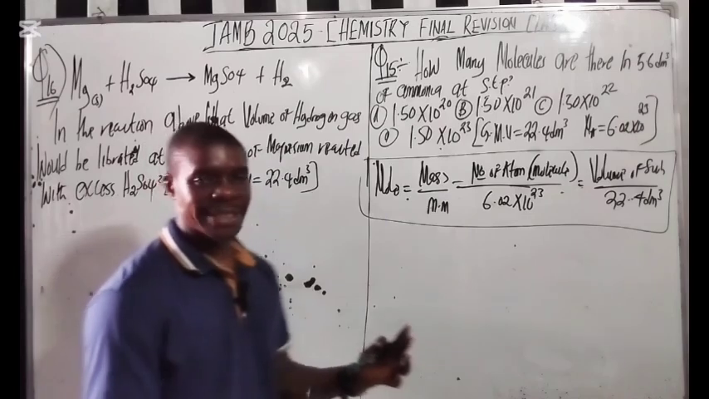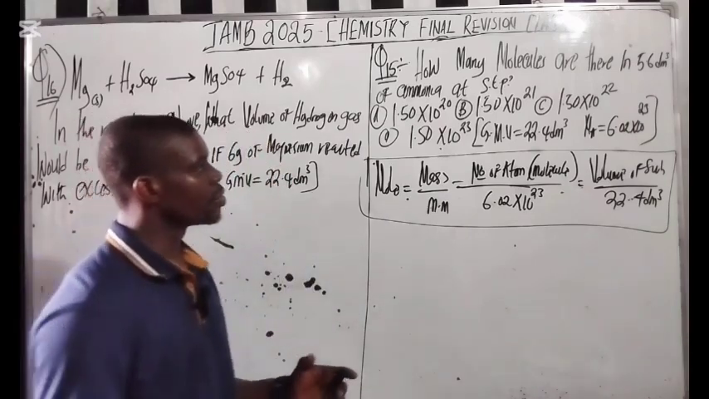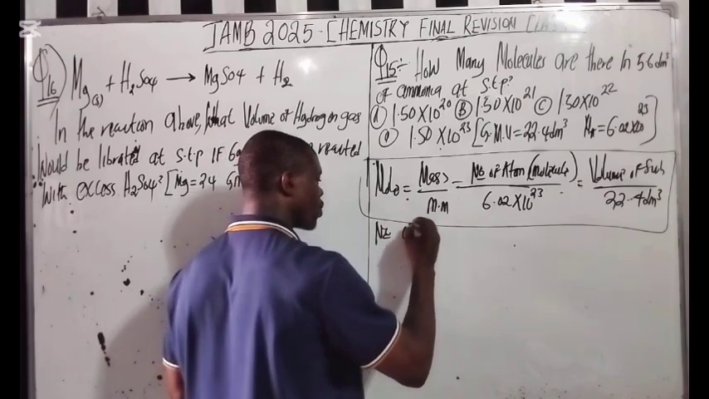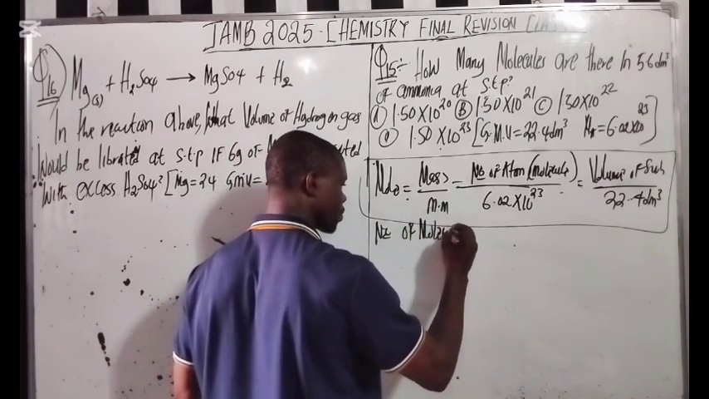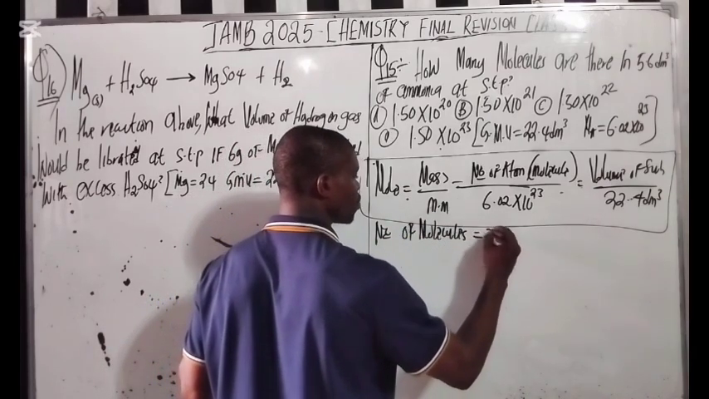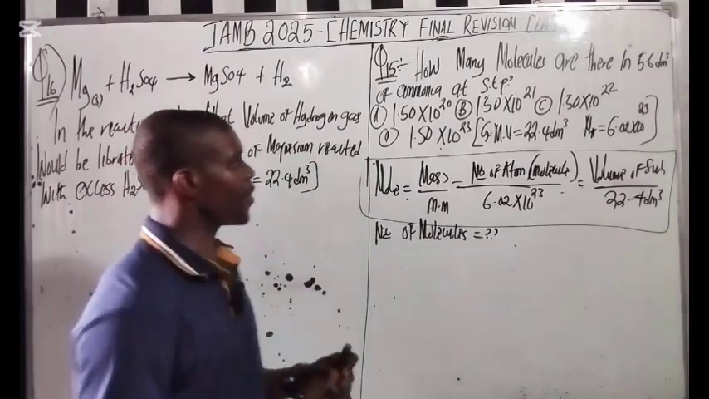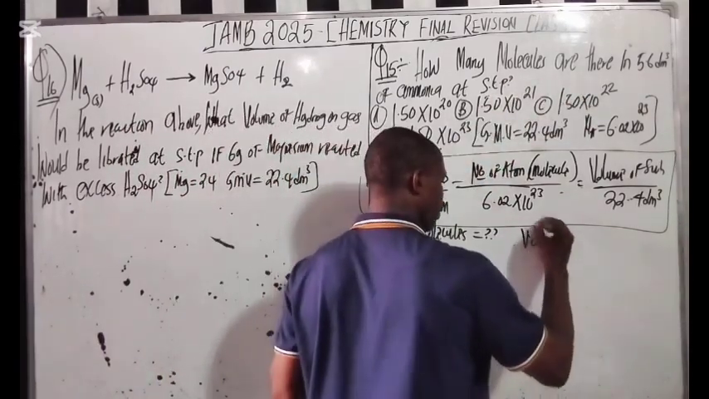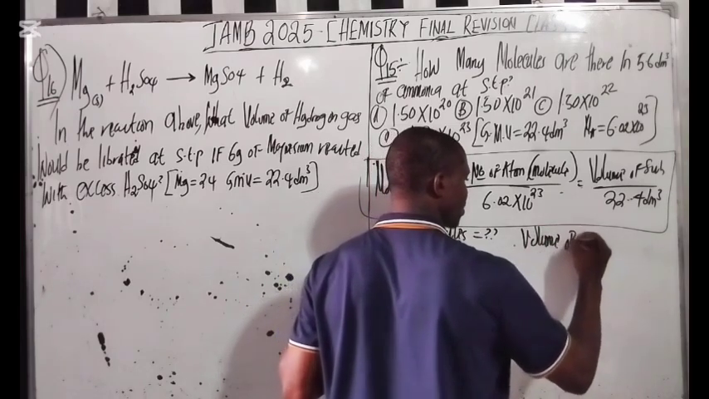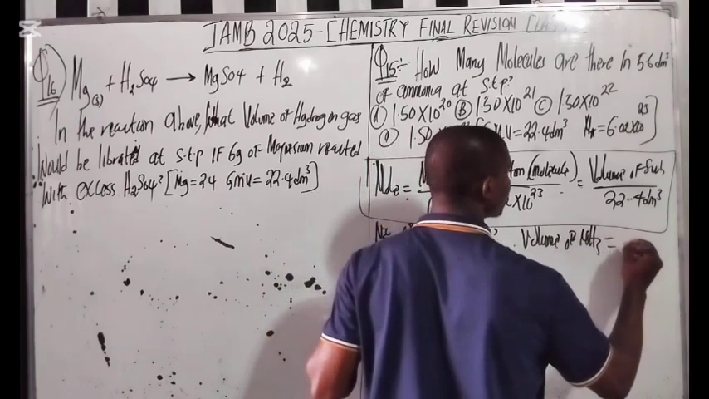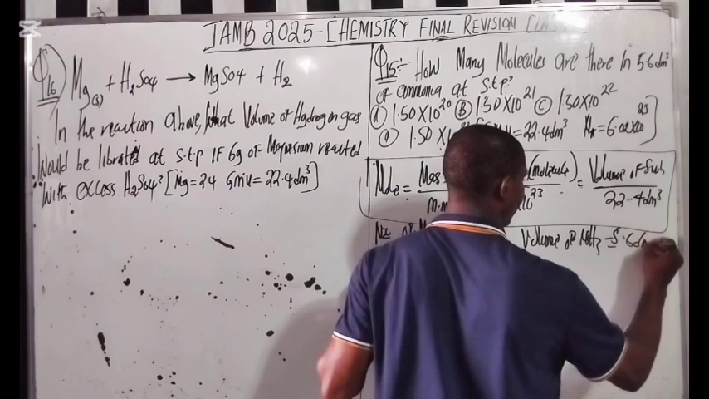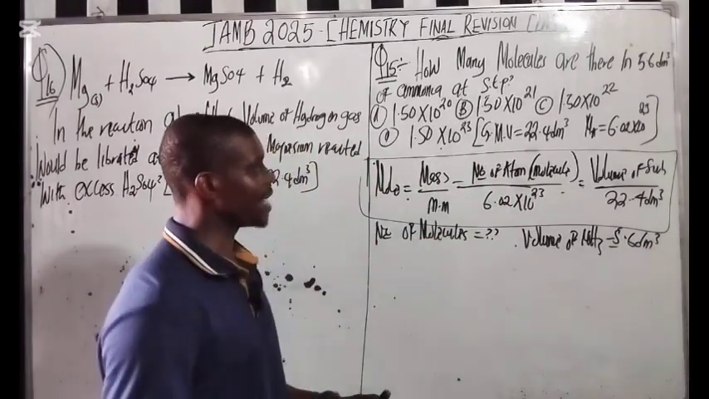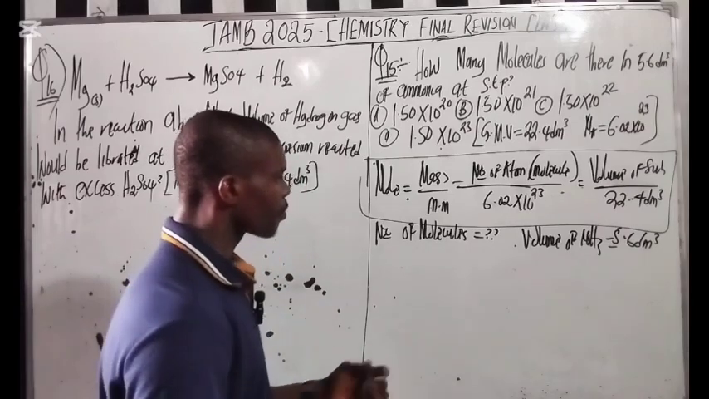Now let's look at the question again: how many molecules are there? They ask us to calculate the number of molecules, which is what we are looking for. If you check there, they give us the volume of ammonia, NH3, 5.6 dm cube, at STP, right? So which formula are we going to use here?